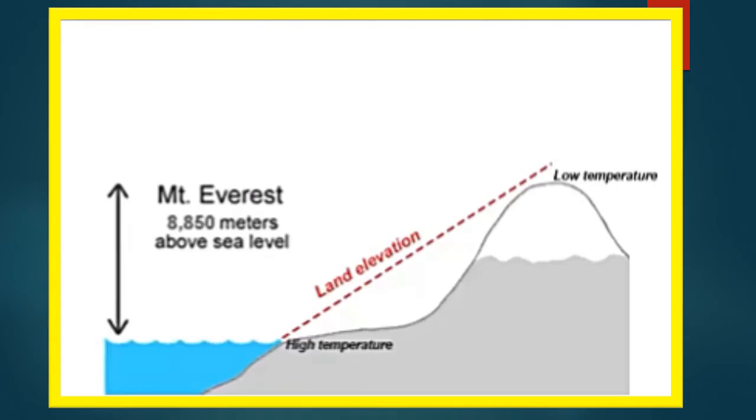So children, you know the height of Mount Everest, it is 8,850 meters above sea level, and as you know, in mountainous areas the temperature decreases with increasing altitude, leading to change in the natural vegetation. So as you go higher in elevation, that is in altitude, temperatures will become lower, and so we'll see a change as we move up towards the top. We'll see a change in the vegetation also.